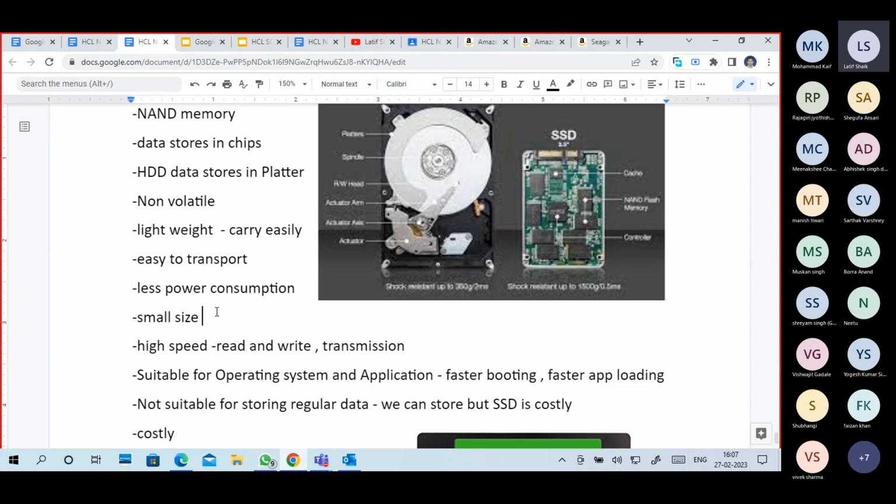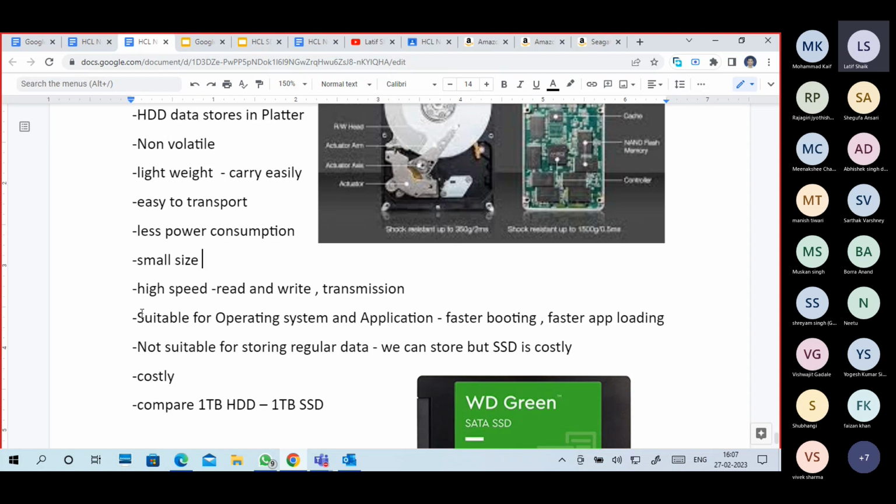And compared to a SATA hard disk, it has very high speed data transmission, read and write. It is suitable for storing the operating system and applications. Why? Because if you are using an SSD, you will get faster booting, faster operating system loading, faster application access, and faster application loading.